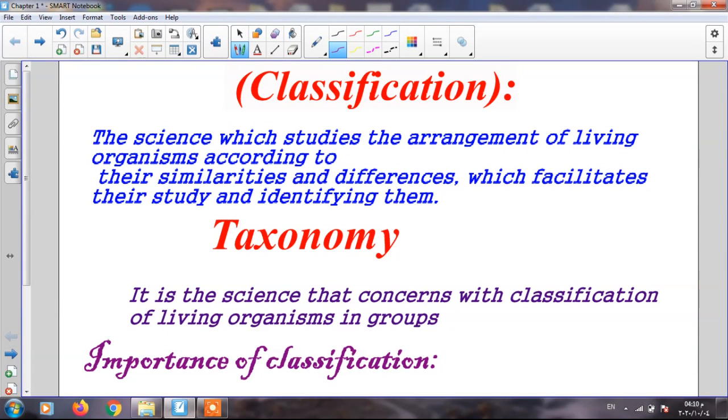Today we are going to discuss the classification of living organisms. The body of living organisms consists of systems, which consist of organs, which consist of tissues, which consist of cells. The cell is the building and functional unit of living organisms. Living organisms are classified according to the number of cells into unicellular and multicellular living organisms.